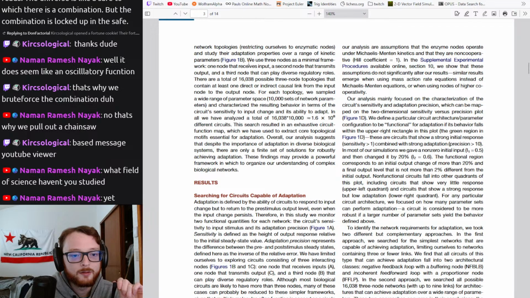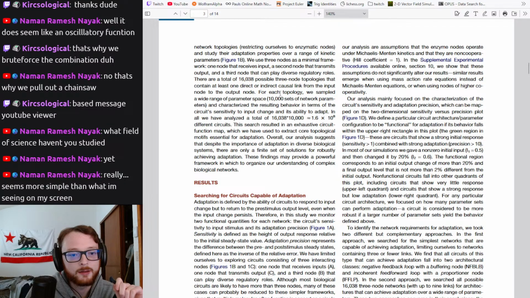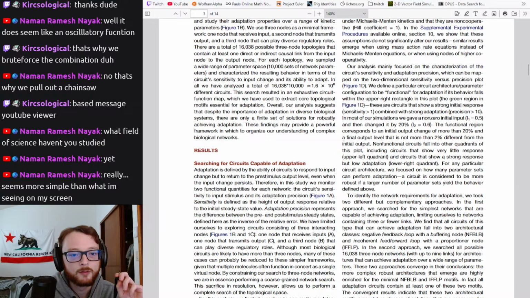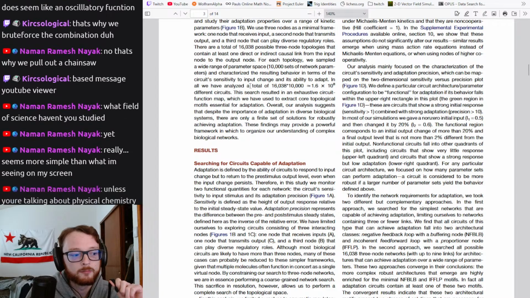So yeah, the kind of thing this paper did is they looked at the most basic node networks that can achieve adaptation. 3 nodes is like the hard minimum. If you only have 2 nodes, they can't really adapt.